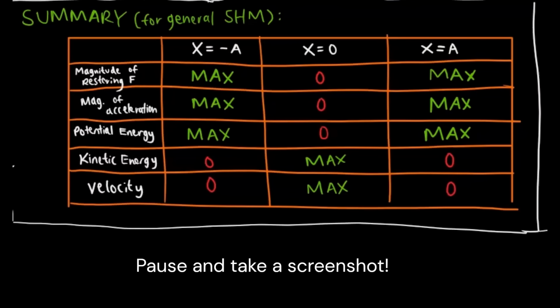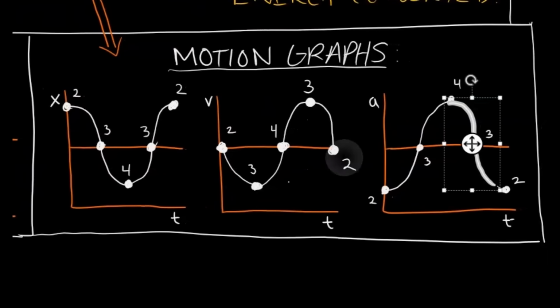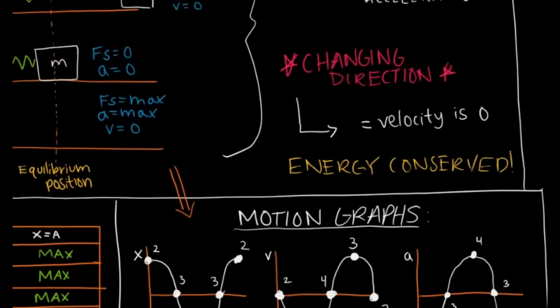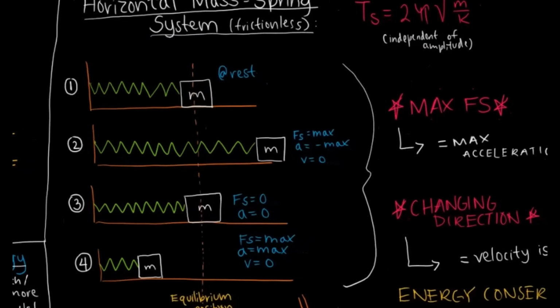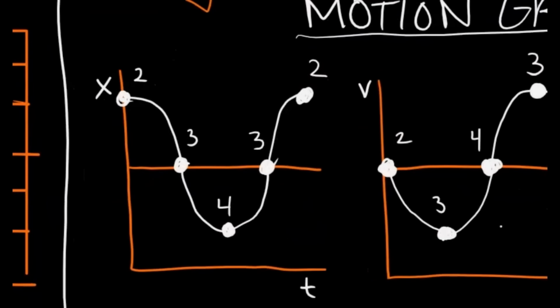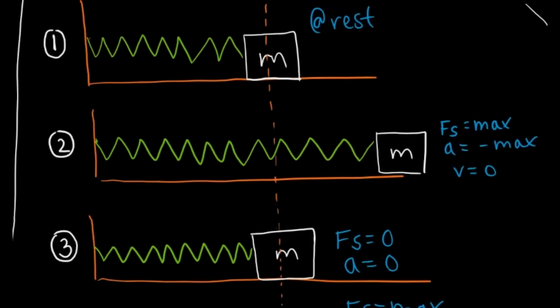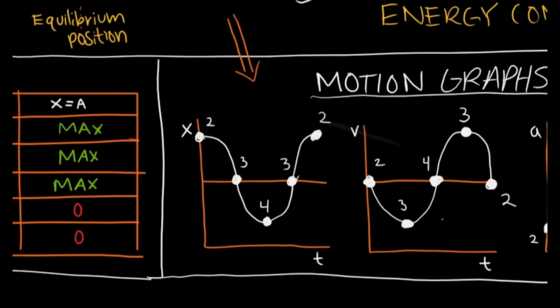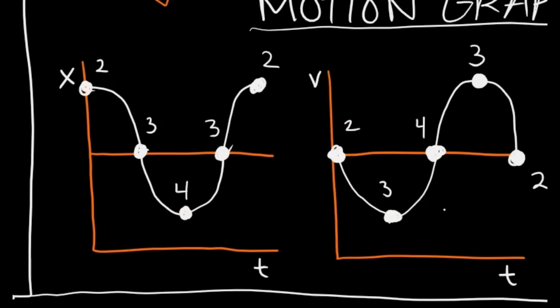All right, so here is a table summary of general simple harmonic motion. And on this side, we have some motion graphs. These motion graphs are just a way to represent motion, and we can see that it's representative of this spring mass system that is oscillating. Position 2 represents the maximum distance away from the equilibrium position, and therefore the maximum amplitude in the positive direction. Then as it goes towards the equilibrium position, you hit x equals 0, which is representative of position 3. Then it goes to its negative at 4 and comes back.